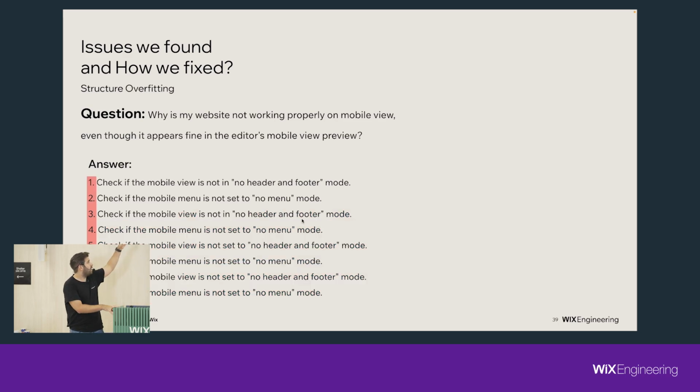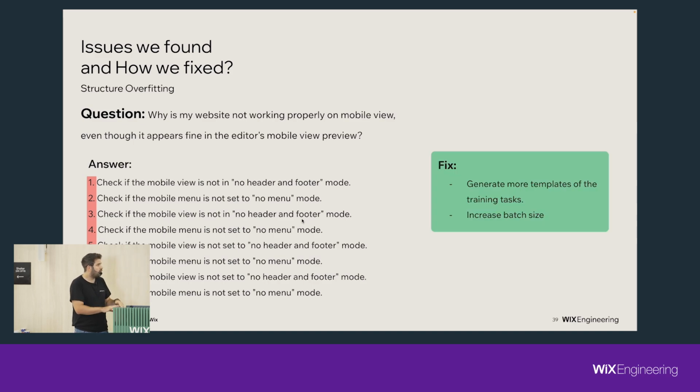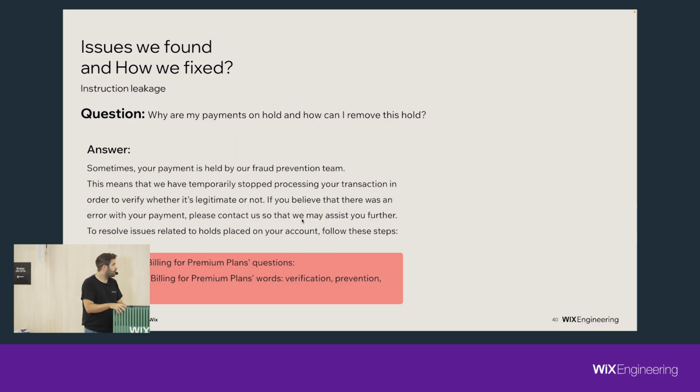Another thing is the structure. So this 1, 2, 3, 4, 5, it's not something we want to get. We want to get a full answer sometimes. Sometimes we want it to be 1, 2, 3, 4, 5. So how can you tackle that? Create more templates, create more variation of your data set. In the end, what you put into the model is what you get outside. So we created many more templates to tackle this.